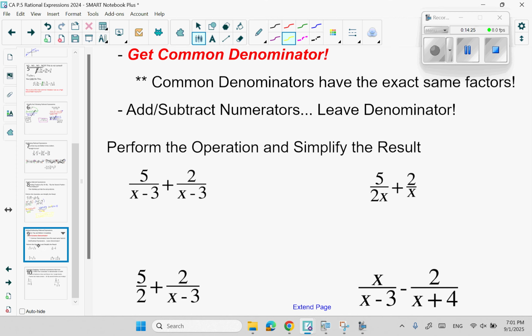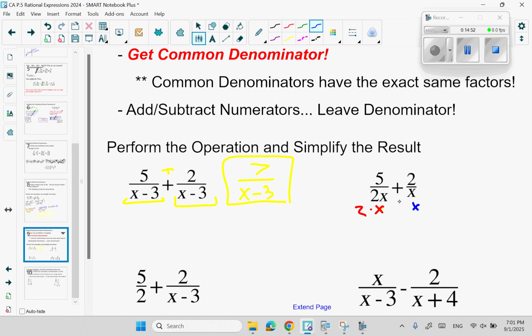Adding and subtracting, recall we need a common denominator. Same denominator here, so I just add and subtract the top ones, 5 plus 2 giving me 7. My denominator stays the same. Here I have 5 over 2x, and I have 2 over x. So I like to break it up into factors. So this is 2 times x, where this one just has a factor of x.